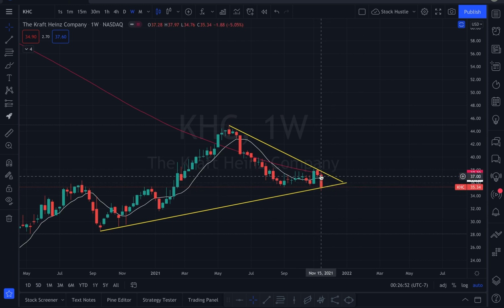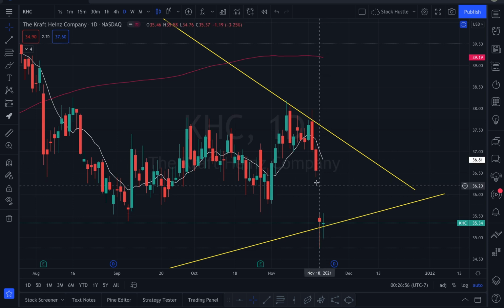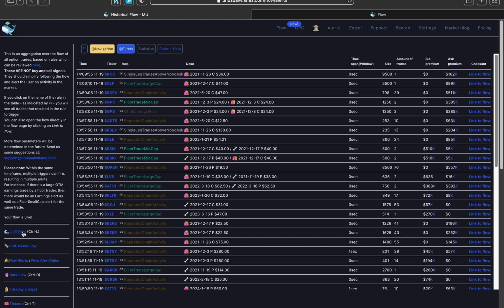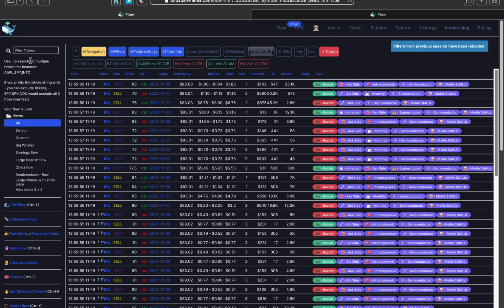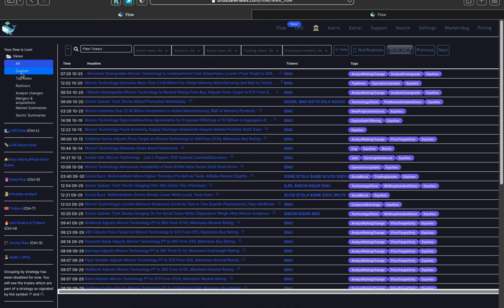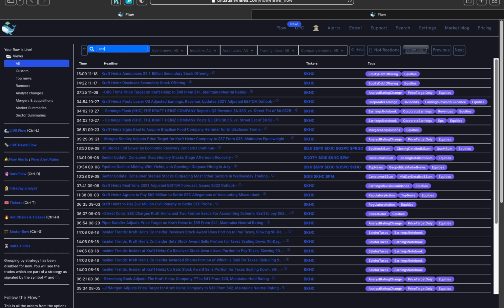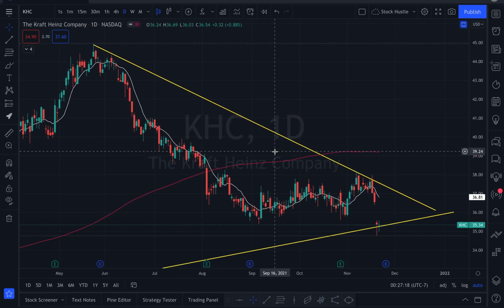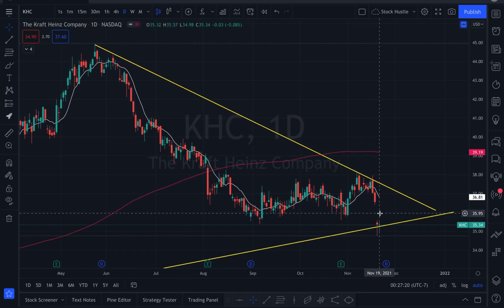You may be wondering what the heck happened with this giant red candle, right? On this day, you saw this major gap down, right? Well, specifically, if you remember, I told you about the news feed, KHC. So we'll go in here. We will plug in KHC, and you will see exactly what took place. On 11/18, Kraft Heinz announces 1.1 billion secondary stock offering. Anytime there is an offering, you're normally going to see a rundown in price, which explains this gap down here.